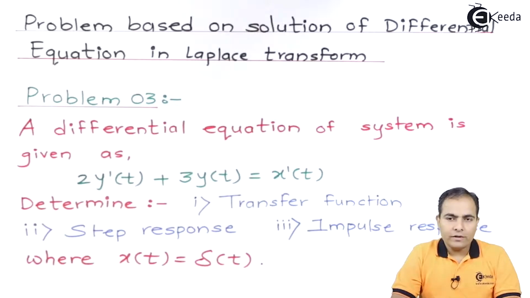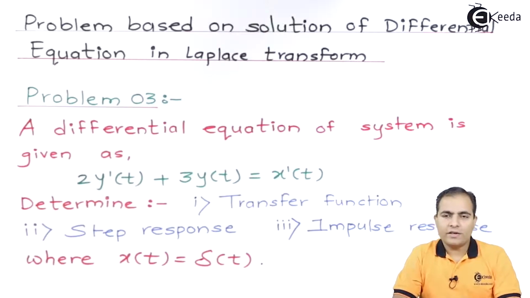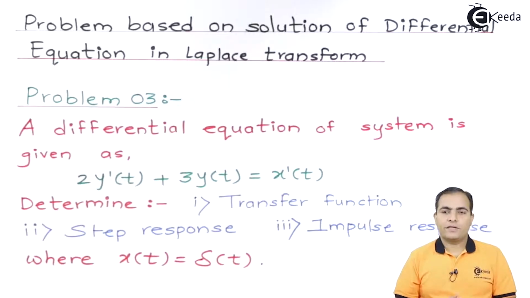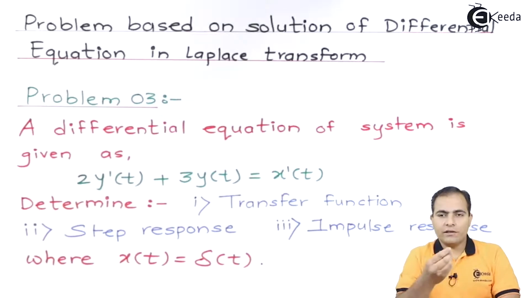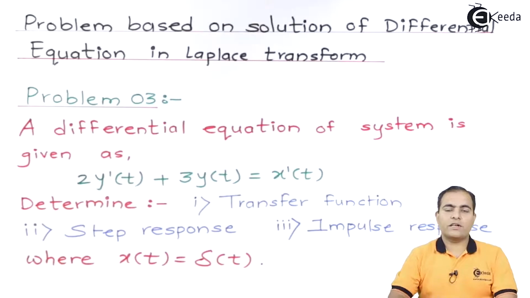Now, as I told you, all the first three numericals are based on the same thing. So today's numerical is also based on the same thing, where in the question it is asked: impulse response, transfer function, and the step response. But in the next three videos, I'm going to change the question. In those, I'm going to ask a question where you have to calculate output response, ZIR and ZSR. But we'll see that later on. The first one is the current question, that is question number 3.